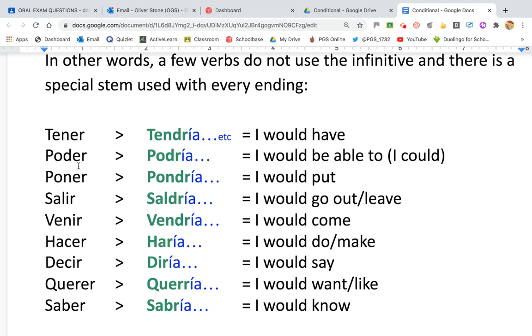Okay, the same for poder. We use podr. Okay, poner, pondr, etc. Okay, so all of these highly common verbs have a special stem. Notice this one's a bit subtle. It's just a double R. Okay, all right. So it's important just to note these, but every single other verb uses the infinitive.